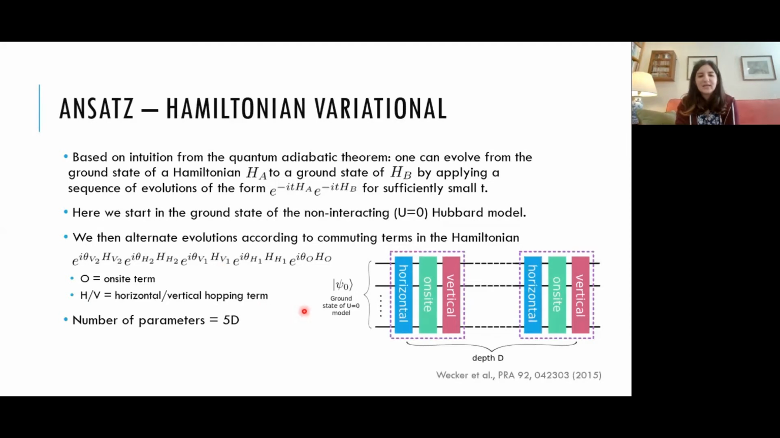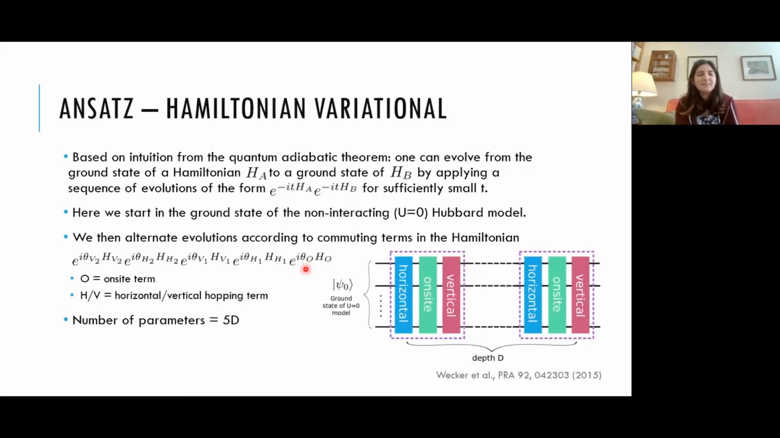So basically we evolve in some order. You do on-site, then you might do horizontal, then vertical, and then the other horizontal and vertical. Another crucial difference here is that these thetas don't need to be small, unlike these t's up here. They're just arbitrary angles between 0 and 2 pi that we optimize using our classical optimizer.